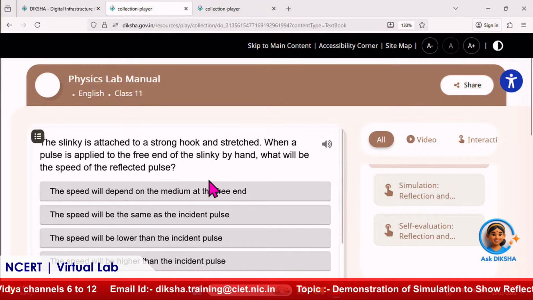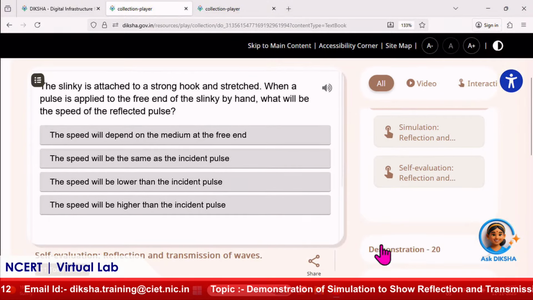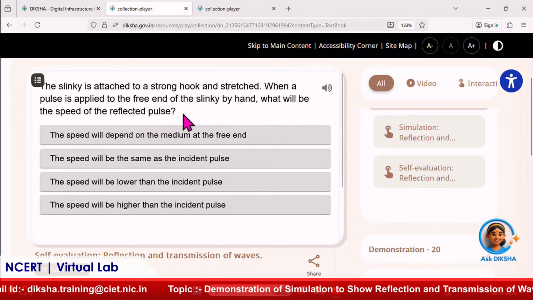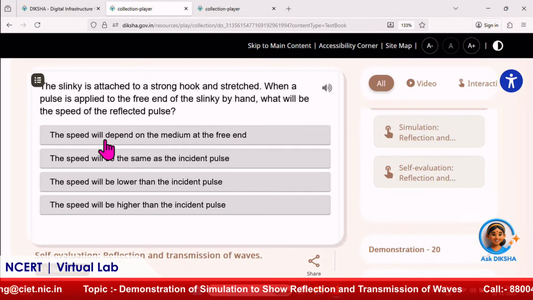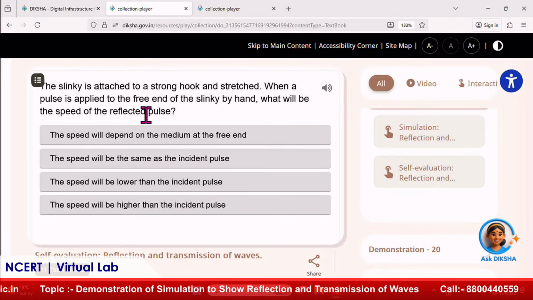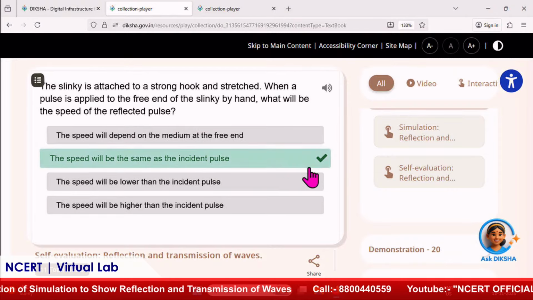Now, this is the first question: a slinky is attached to the strong hook and stretched. When the pulse is applied to the free end of the slinky by hand, what will be the speed of the reflected pulse? The speed, because the medium remains the same only. So, it is a concept of reflection. The speed will remain the same as the incident pulse.